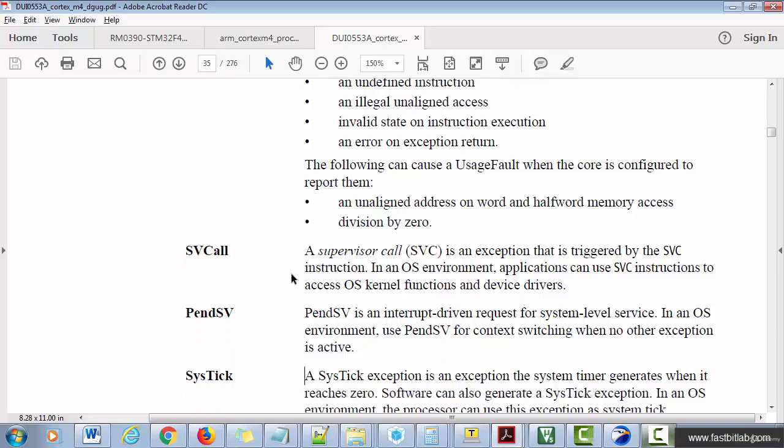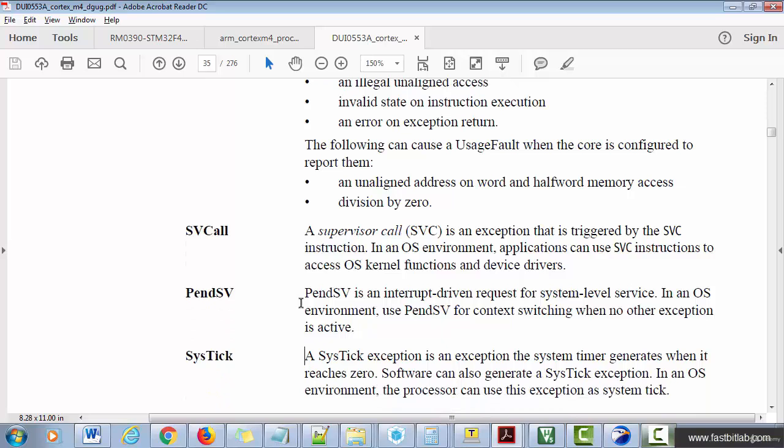The next one is PendSV, and this is also an OS-friendly exception given in the ARM Cortex-M processor, and it is used for context switching in operating systems like FreeRTOS or OpenRTOS. If you check the source code of FreeRTOS, you will come to know that they use the PendSV exception in order to implement context switching. And don't worry, we will explore more about PendSV in the later part of the course.